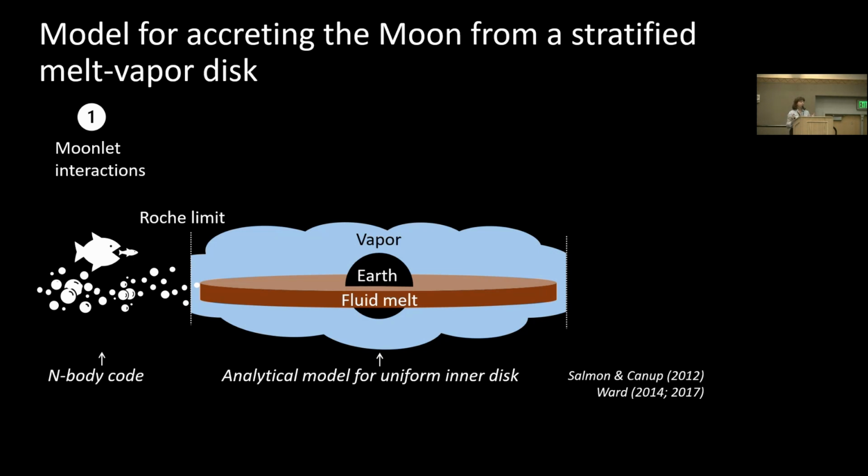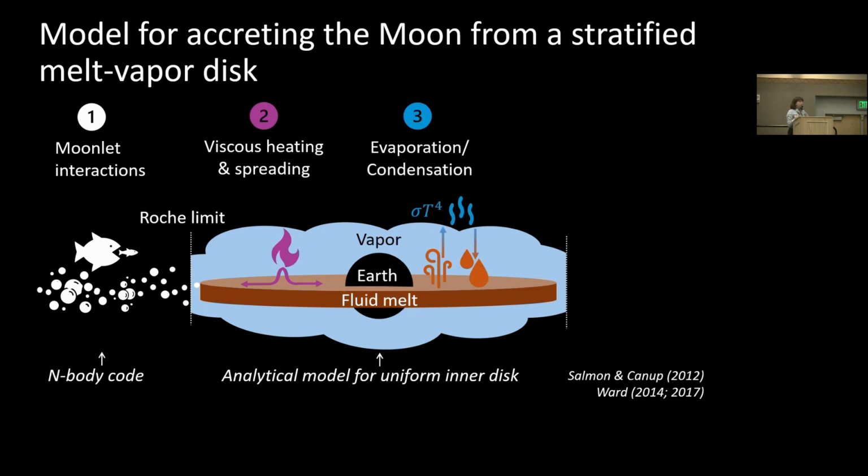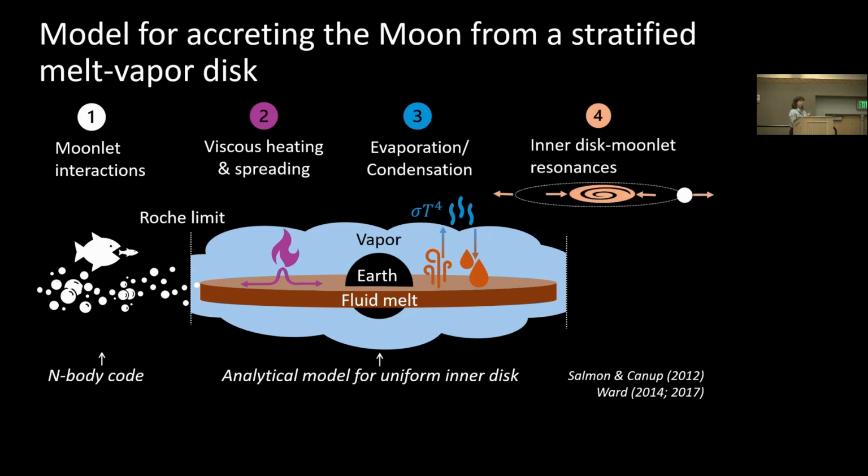Onto some physics. The moonlets will interact. They'll merge, grow, scatter. There's a viscosity with the melts, so you're going to have viscous heating and also spreading. So the melt spreads outwards and also inwards. So it'll dump mass onto the Earth constantly. It's the main way that the melt loses mass. When viscous heating occurs, it'll evaporate part of the melt up into the vapor atmosphere. At the same time, the vapor is cooling, so some bits will condense. We track that exchange of mass between the two layers.